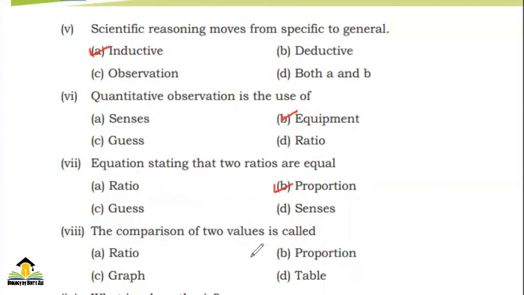MCQ number 8. The comparison of two values is called A. Ratio, B. Proportion, C. Graph, D. Table. The right answer for this MCQ is A. Ratio.